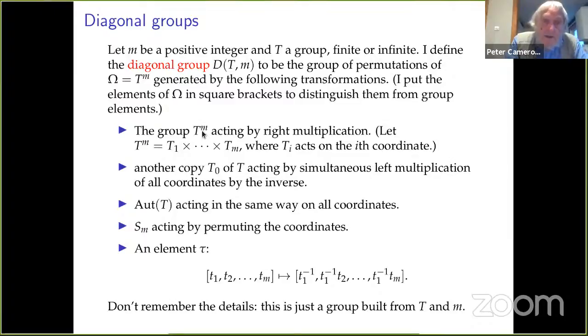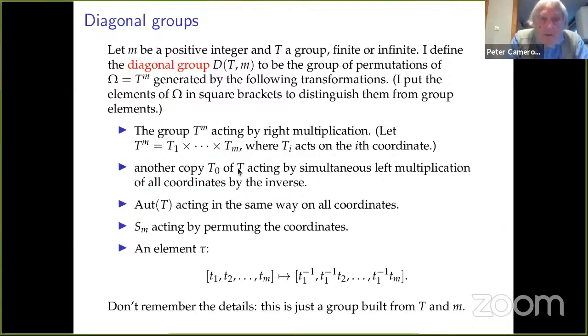So what are the permutations that generate the group? Well, the kinds that I want you to remember are the first two. You don't have to worry about the last ones, but you have the group T to the M acting by right multiplication. So if you know about Cayley graphs, we're going to be building a Cayley graph, basically. This group acts by right multiplication. So Ti acts on the ith coordinate, and you have the direct product of M copies acting on the whole of T to the M. Then you have one more copy of T, which I'll call T0. T0 acts by left multiplication, but simultaneously on all the coordinates at once.